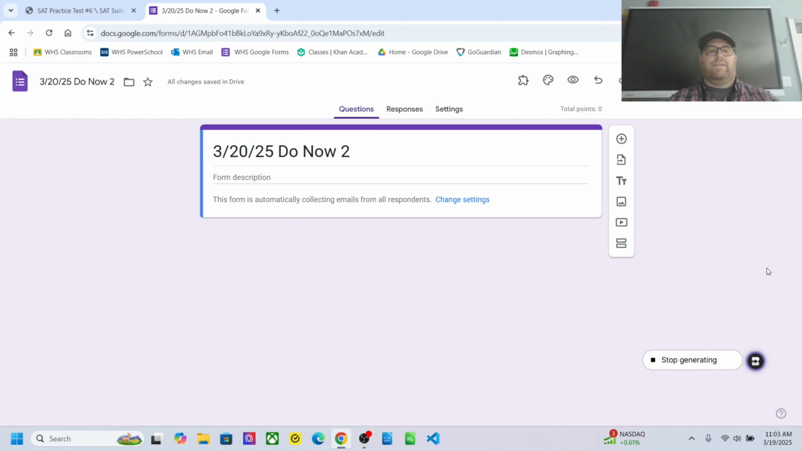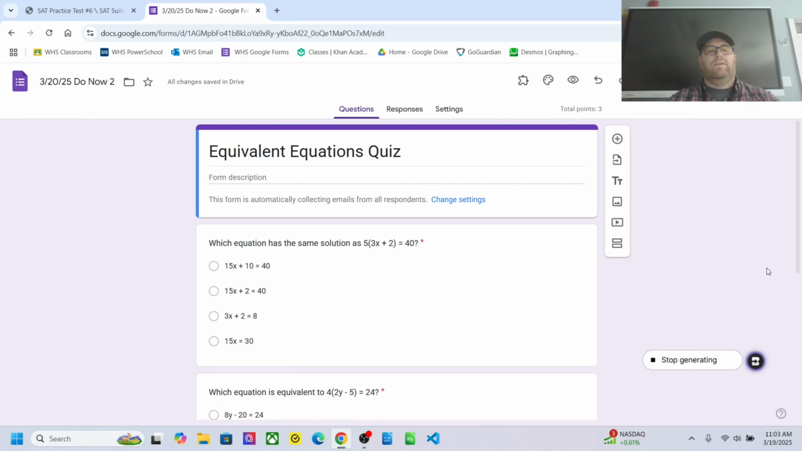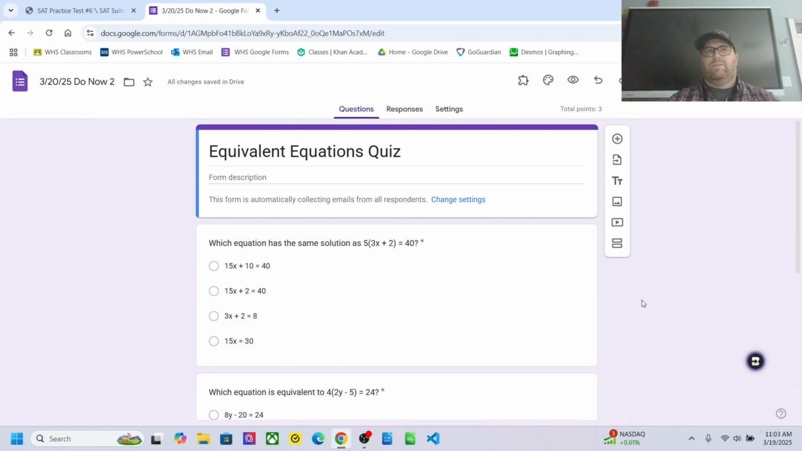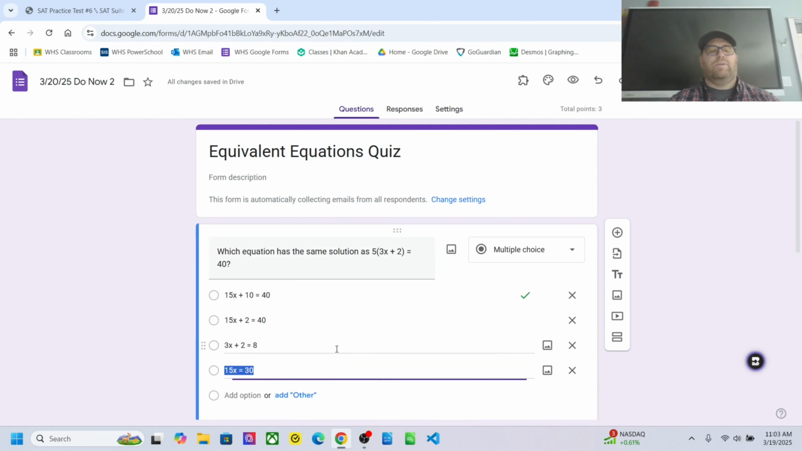Now, the one caveat with this is you definitely need to check the problems that it comes up with. So I've got 3 questions. Sometimes it does a little bit more than 3, like you'll say 3 and it'll do 6. There's a little quirk. But let's take a look at this one. Which equation has the same solution as 5 times 3x plus 2 equals 40? So 3x plus 2 equals 8 would be the correct one, because if we divide both sides by 5, we get 3x plus 2 equals 8. 15x plus 10 equals 40 is also correct.